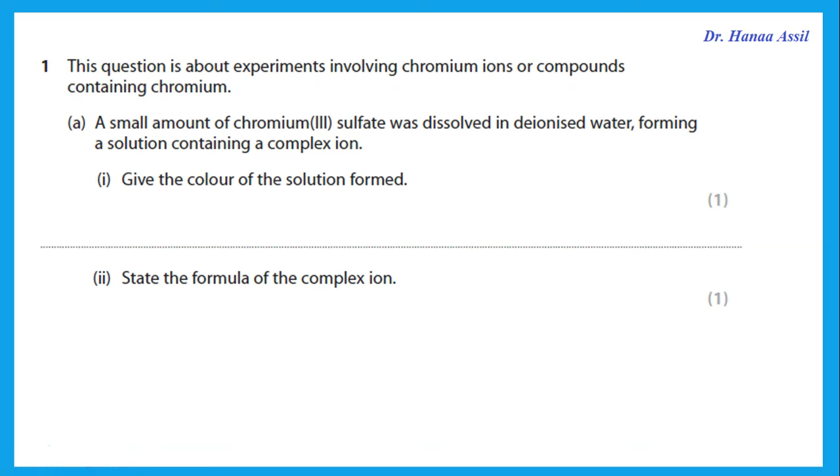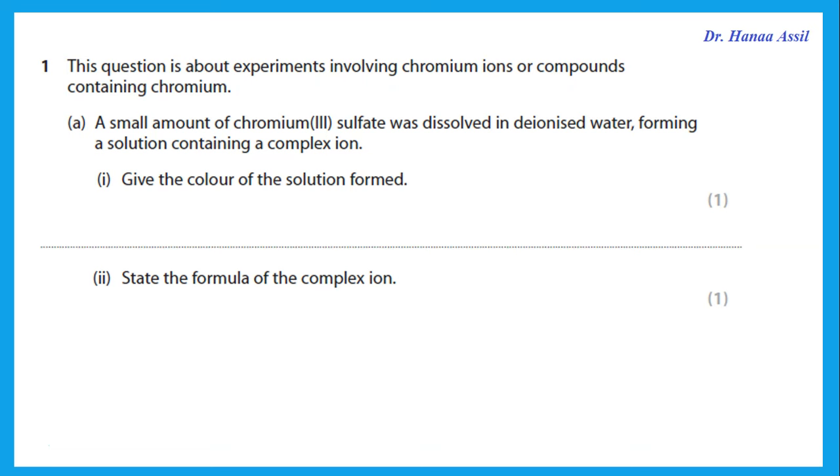This is the first question. The question is about experiments involving chromium ions or compounds containing chromium. A small amount of chromium-3 sulfate was dissolved in deionized water, forming a solution containing a complex ion. So they're dissolving a chromium-3 salt in water. What would be the color of the solution?